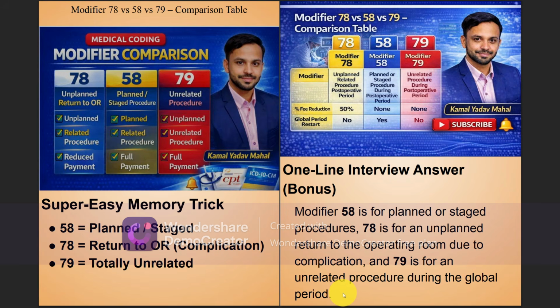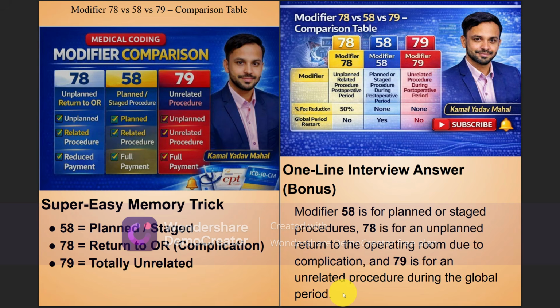Medical coding modifiers comparison, already we discussed that. Modifier 78 is an unplanned return, you can check this. So this 78 is a reduced payment, 58 is a full payment. In this scenario we are getting a full payment, 79 is like a full payment, so you can get this. 78 versus 58, 79, we already discussed all these things, so you can take the fee reduction.